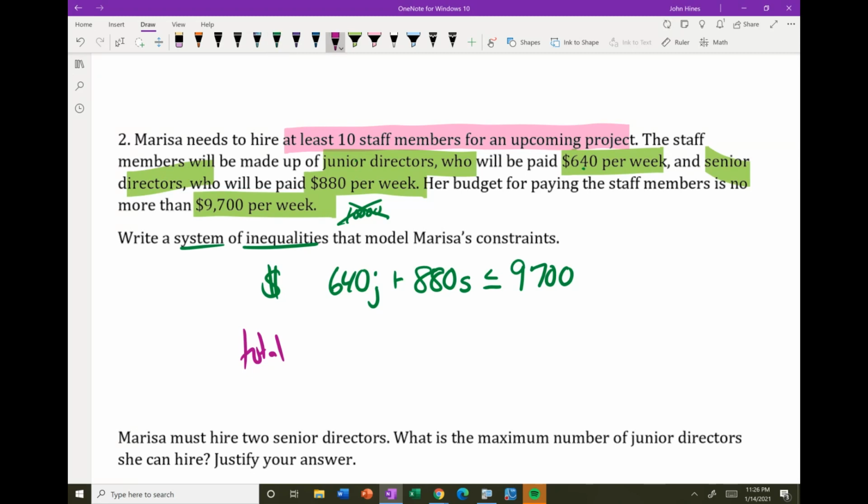The only thing I haven't used is she's got to hire 10 people. So junior directors and senior directors, I need at least 10. 11's good, 12's good, 9 is no good. So I've got to be bigger than or equal to 10. That's my system of inequalities. Money, money, money, and then the total.